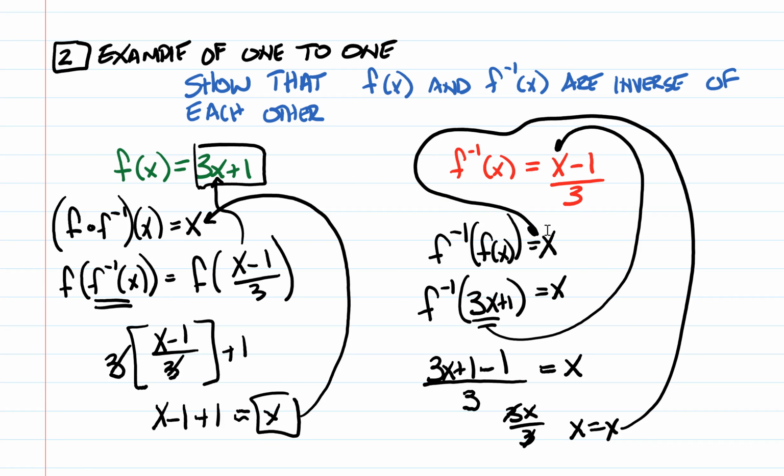So in order to show that a function is one-to-one, you have to show that f of f inverse of x equals x and f inverse of f of x equals x.